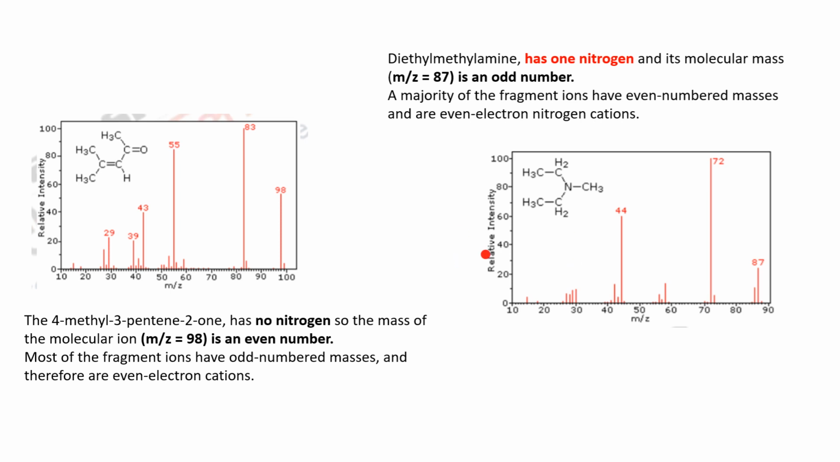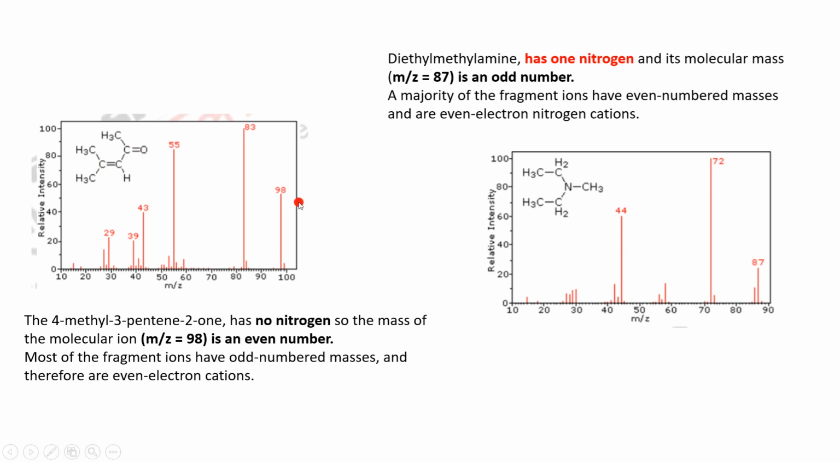Now look at this example, diethyl methyl amine, sorry. It has one nitrogen, and look at the m/e value, it is 87, so it is odd, and the other fragments are even. And this is having no nitrogen. No nitrogen means it is zero nitrogen. Zero is an even number.